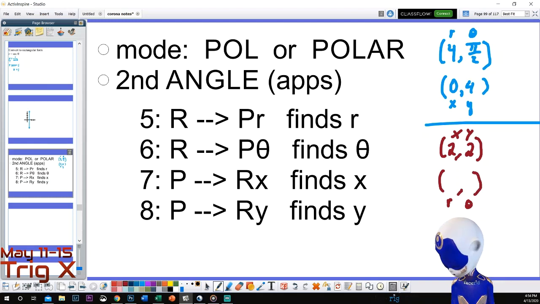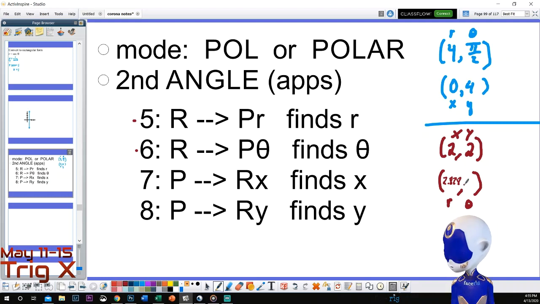To do this, I'm going to hit second angle, the apps key again. This time I'm going from rectangular to polar, so I need options 5 and 6. Go ahead, hit option 5, and then in there I'm going to just type in the coordinates again, 2, 2, and then end the parentheses. Then hit enter, and when you do, you should have gotten something like 2.828. Then for theta, I'm going to hit second enter, go back to the R, put your blinker on the R, and change this to the theta value by hitting second angle, and this time you're looking for option 6.